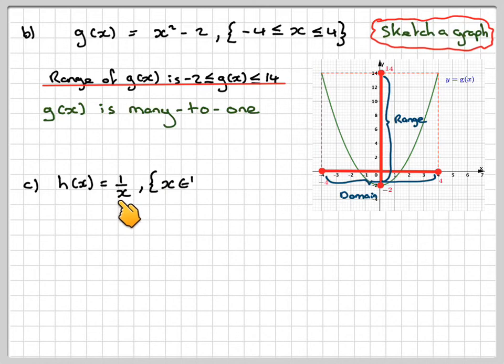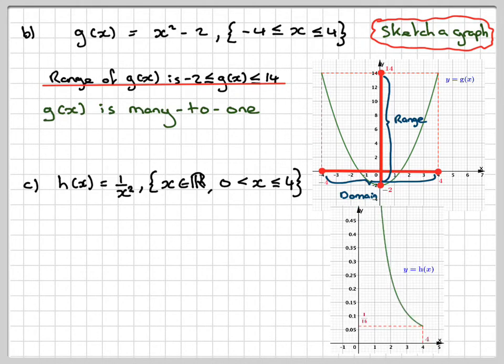C, we've got h of x is 1 over x squared. It's defined from 0. It can't be defined at 0, because if you put 0 in here, you get 1 divided by 0. So actually, this line would act as what's known as a vertical asymptote. Now, if you put 4 in here, 1 over 4 squared is 1/16.